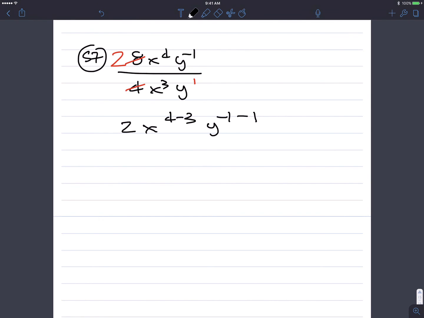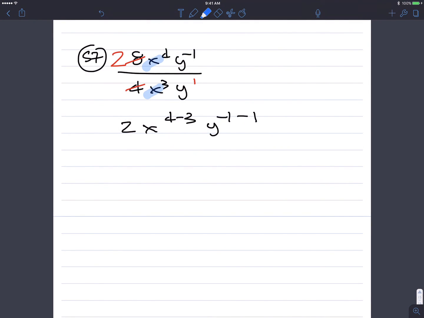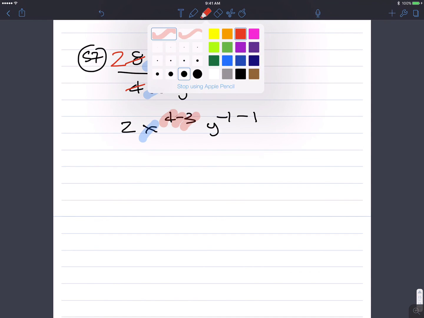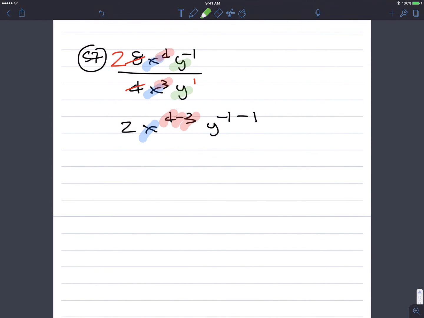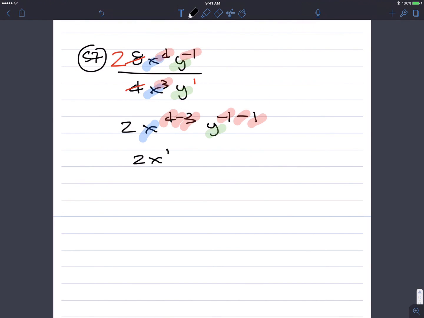Now let's see why. Let's go back and double check. Same base, x, and we're dividing, so we keep the base x. 4, here's the 4, minus 3, here's your 3. y over y, keep the base y. Negative 1 minus positive 1. Let's see what you get. 2x to the 1st power, y to the negative 2 power.